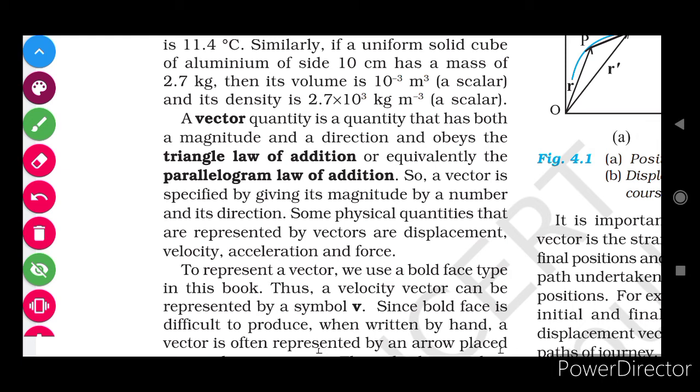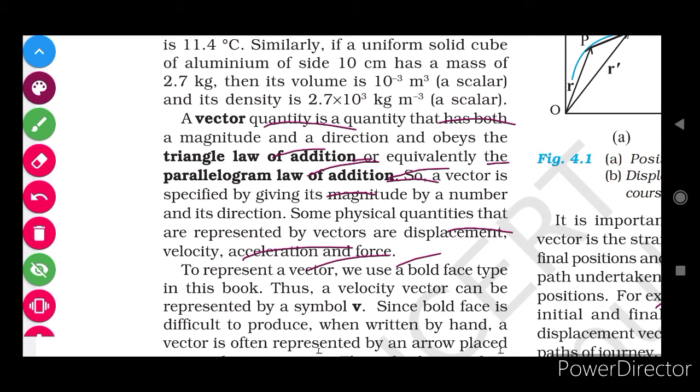So first of all, a vector quantity is a quantity that has both a magnitude and a direction, and obeys the triangle law of vector addition or equivalently the parallelogram law of vector addition. So a vector has direction and magnitude also. Examples are displacement, velocity, acceleration, and force. And one more definition of vector is there. You will understand, I'll give you an example for this.